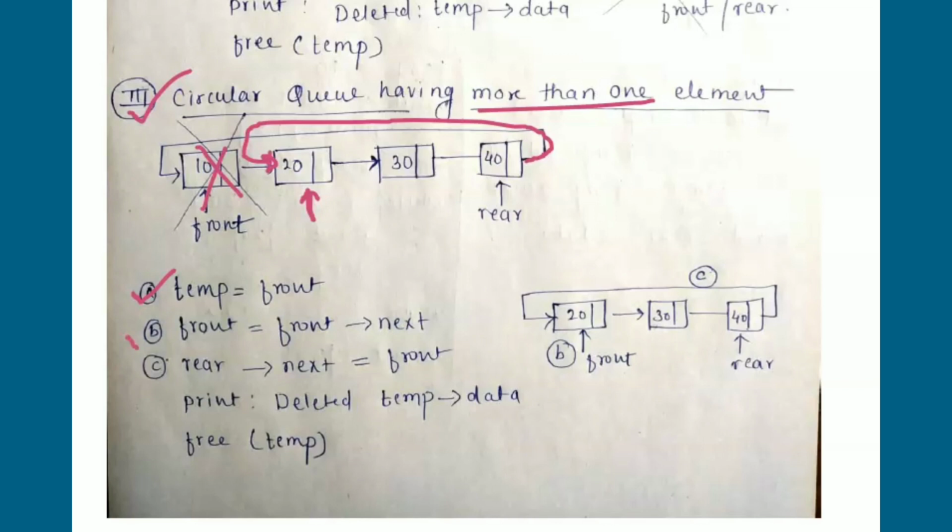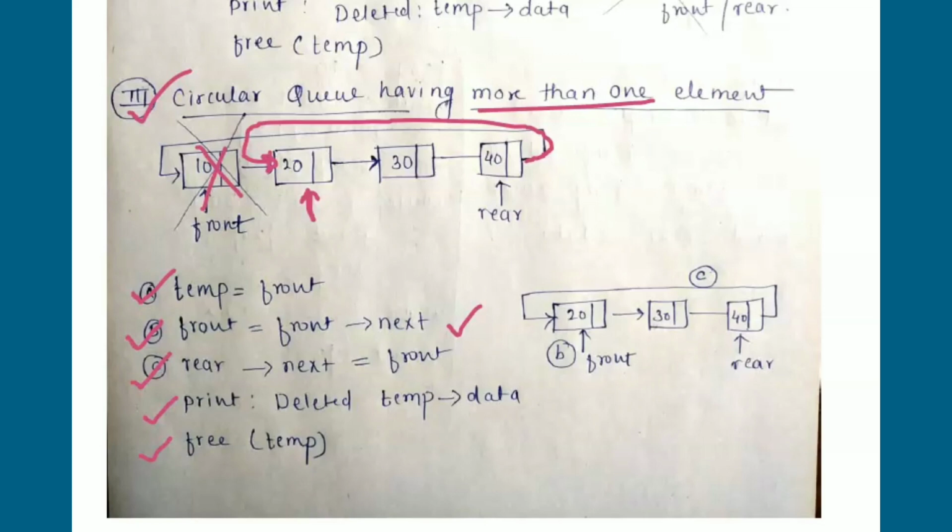So first I will update a front with the help of front next. So for that statement is given front equal to front next. After updating front, I will go for setting this rear next to the front. This link will be created. So rear next equal to front. This statement is given. If you want to print a deleted node, you can print it with the help of temp data. And whatever the memory is allocated for this node 10, you can free it with the help of free temp. So this is about how to perform dequeue operation in case of your circular queue.